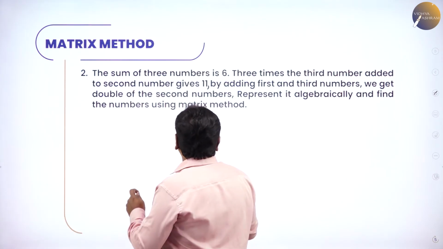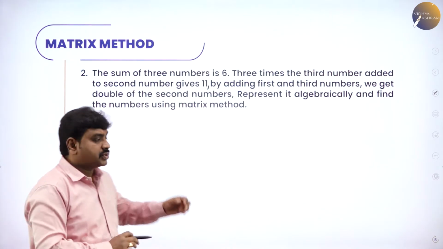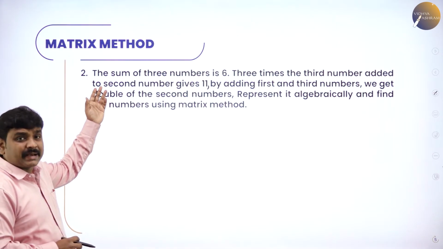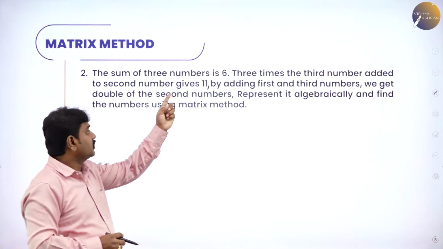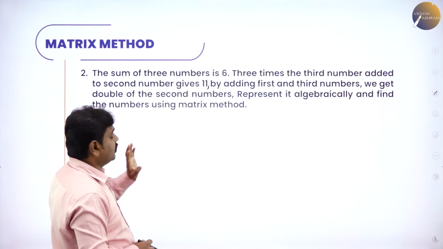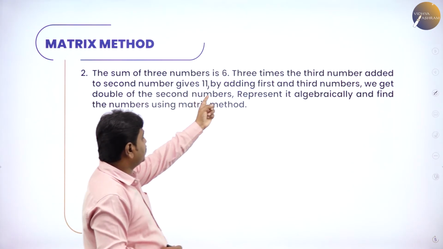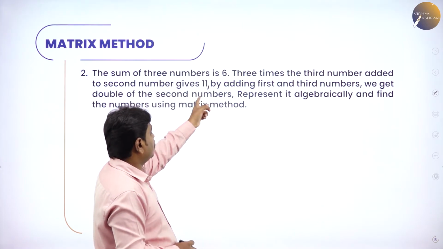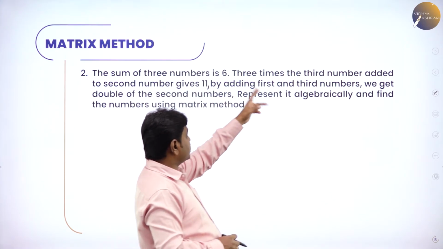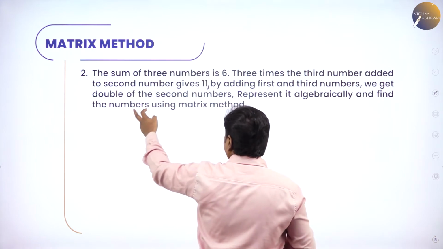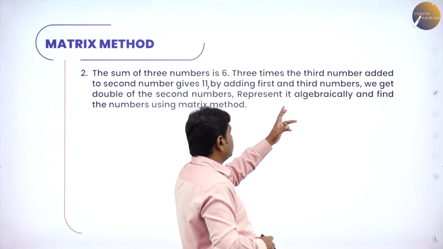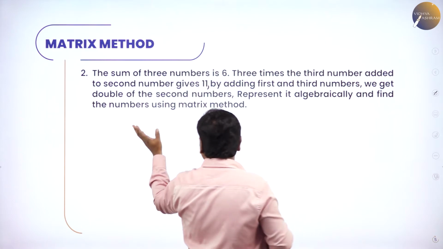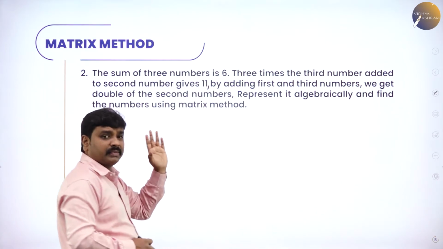Okay, now we will go to the second question. The sum of 3 numbers is 6, they told. They have not given the numbers. Sum of 3 numbers is 6. 3 times the third number added to the second number gives 11. By adding first and third numbers, we get double the second number. Represent it algebraically and find the numbers using the matrix method.